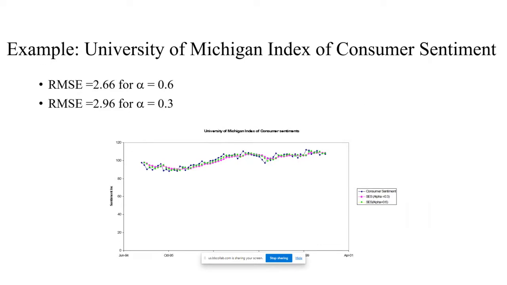So here is a graph for the exponential smoothing. Alpha is equal to 0.6, then alpha is equal to 0.3. You can see the mean squared error for alpha equal to 0.6 is less than the mean squared error for alpha equal to 0.3. Therefore, in our study, an alpha of 0.6 would be more appropriate to use in the exponential smoothing.